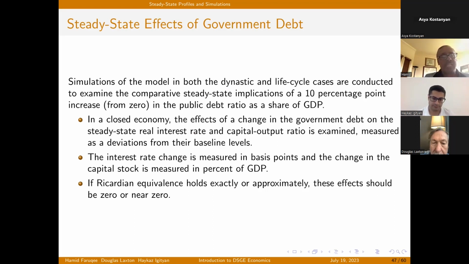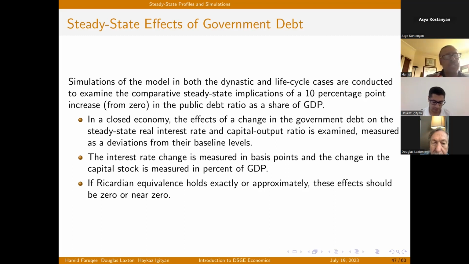Some of the key variables we'll look at are what happens in the closed economy case to the real interest rate, and what happens to the capital output ratio. What level of crowding out do we have when we have the government borrowing more? What does that do for overall saving and investment? And then we'll look at the implications for the interest rate in terms of basis points and the change in the capital stock in percent of GDP.